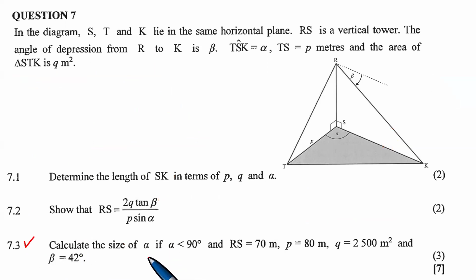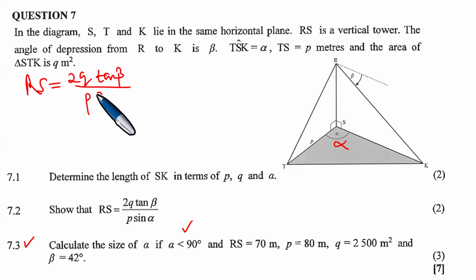Calculate the size of alpha. Here is the angle alpha. We need to find the size of alpha, if the angle alpha is smaller than 90 degrees, meaning it's an acute angle, but RS is 70, p is 80 meters, q is 2,500 square meters. RS is 2q tan beta divided by p sine alpha. Using this formula, we have that q is 2,500.